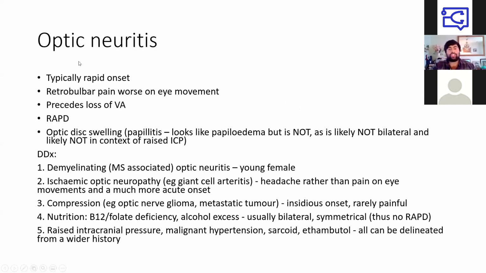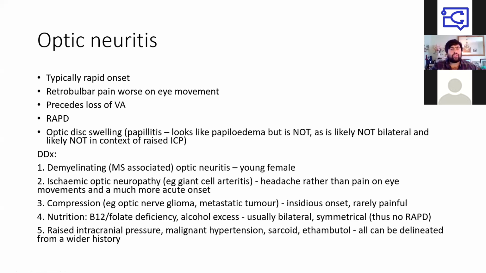So just a bit on optic neuritis, it's typically rapid in onset. They will commonly present with retrobulbar pain of the eye that's worse on eye movement. And the way I used to remember that was that if the optic nerve, which is the second cranial nerve, which is in the back of the eyes, is inflamed, then when you move your eye, it will hurt. That kind of makes sense. And that pain will typically precede a precipitous loss of visual acuity. You will find an RAPD on examination.